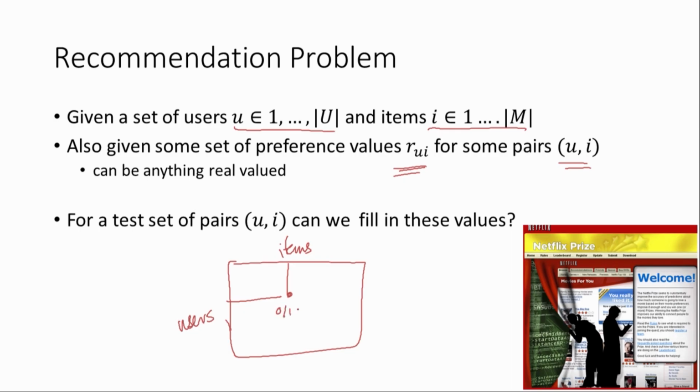Either by 0, 1, or by real numbers, or by some rating between 0 and 5, or whatever. We have some values here, right? So now what we have is some set of values in this large matrix. We have some users in our system, and each of them has either rated a small number of movies, or bought a small number of items, and we know some set of values. The other values I don't know.